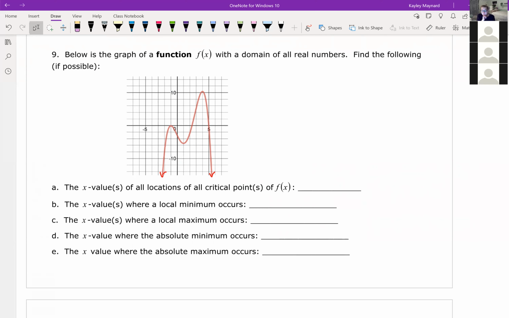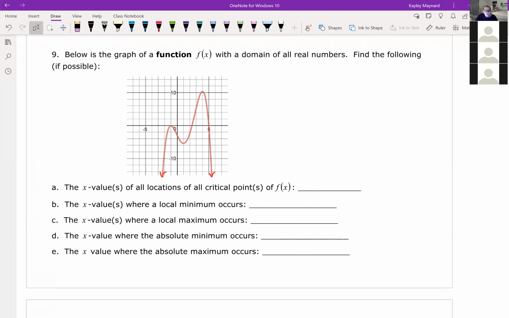Okay, so A is the x values of all locations of all critical points of f of x. So you need to ask yourself, what is a critical point? Actually, anyone, what is a critical point? Is it where the function equals 0, or is it where it switches signs? Close. It would be where the derivative is 0. Yeah, where the derivative is 0. Okay, cool. So that is a really important distinction to make.